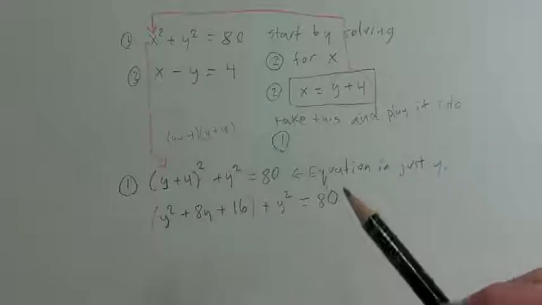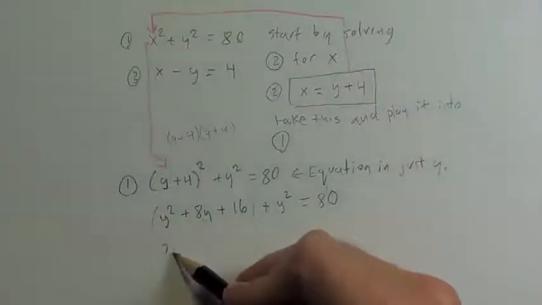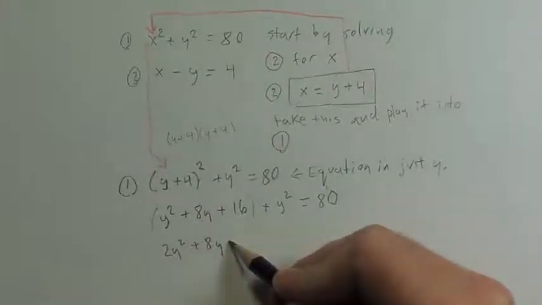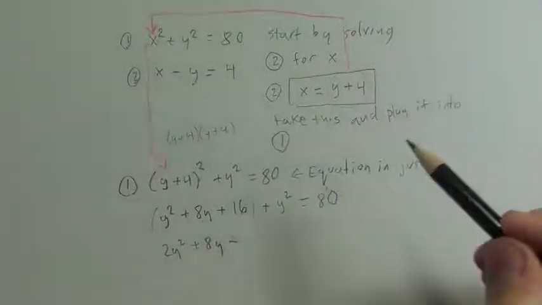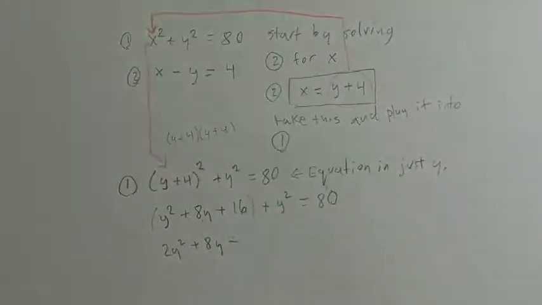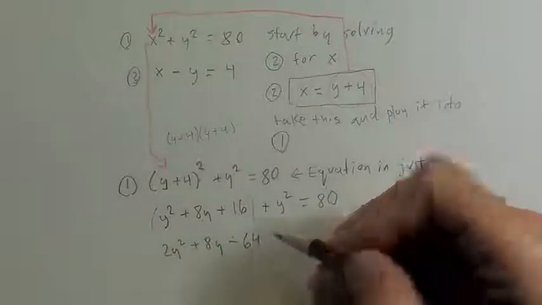So now I'm going to combine my like terms and move the 80 over. So I have 2y squared plus 8y plus 16, and it's going to be minus 80. So we get negative 64.